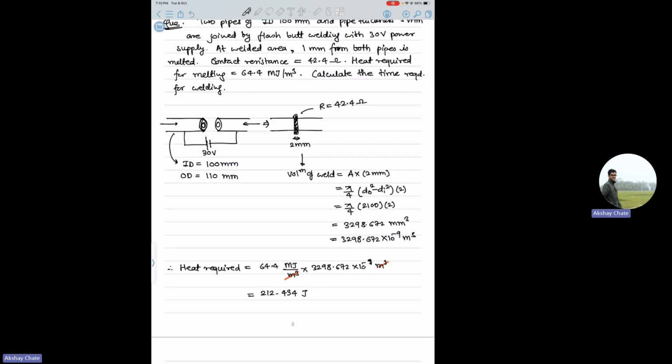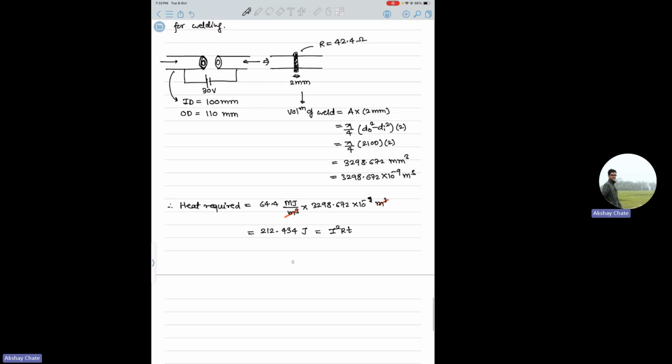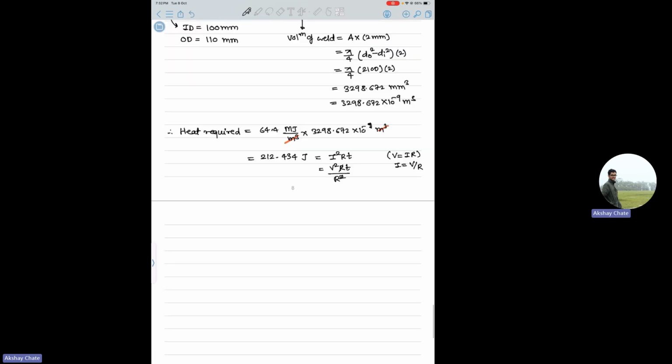Okay, and they have not mentioned any efficiency or anything, but if they mention some efficiency, you have to multiply by that factor. So here they have not mentioned. So this has to be equal to I square RT, right? Because we are interested in time. But they have not given you I, they have given you V, voltage, right? So we know that V equal to IR, this is Ohm's law. So I is V by R. So I square RT will be V square by R square times RT, so this R gets cancelled. Therefore, V square T by R is 212.434.